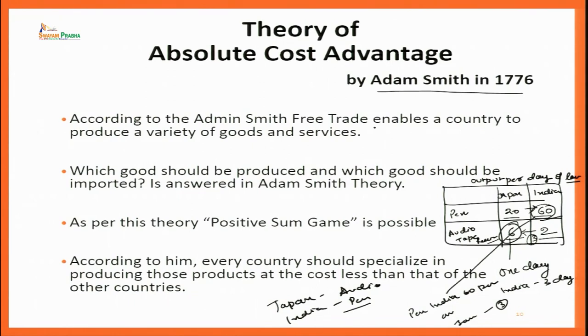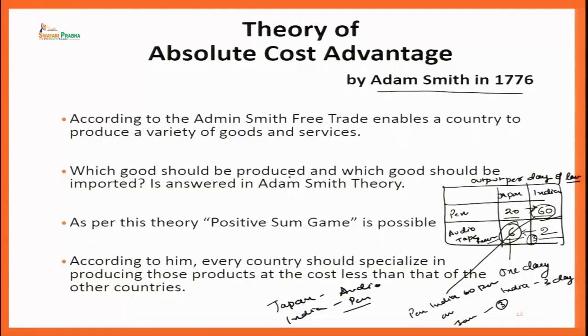According to Adam Smith, free trade enables a country to produce a variety of goods and services. That's very obvious, because of the free trade taking place between two nations. Now there is no fear of bearing unnecessary custom duties and charges. So let us figure out, I am good in this, you are good in this, let's share things with each other. Which good should be produced, which good should be imported, is answered well by Adam Smith.